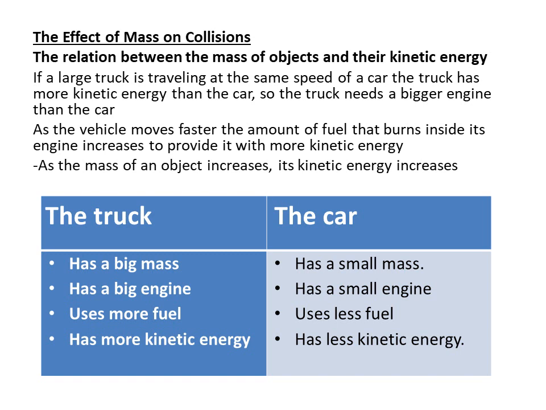So the question is, what if two objects are equal in speed but different in mass? Which vehicle has more kinetic energy? The important factor here is mass. The truck has more kinetic energy because of its big mass, and the bigger the mass of an object, the more kinetic energy it has when moving at a specific speed.